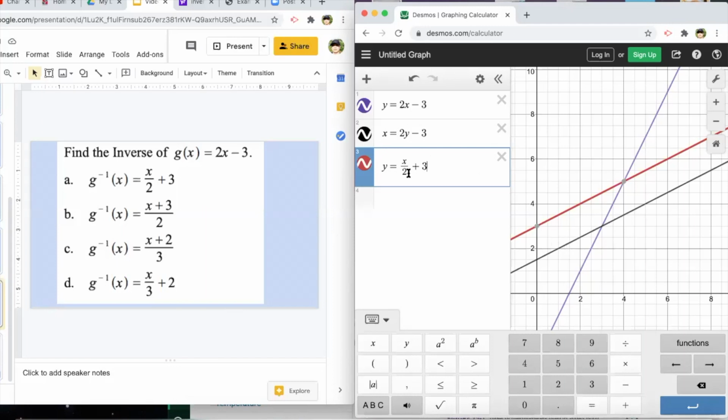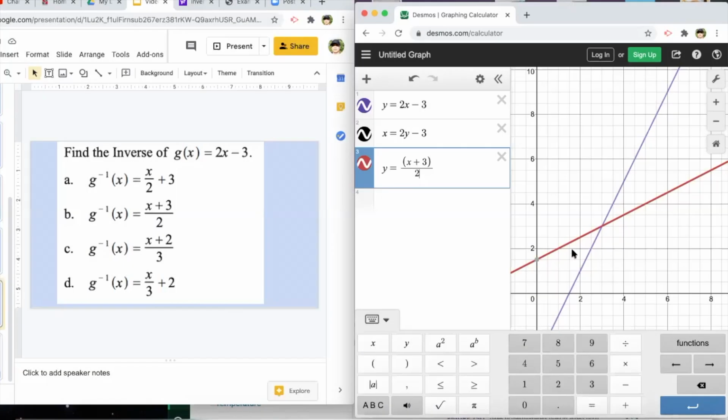What if we choose B? That is x plus 3, divided by 2, and so you notice that B traces exactly the black line. So B is the answer.